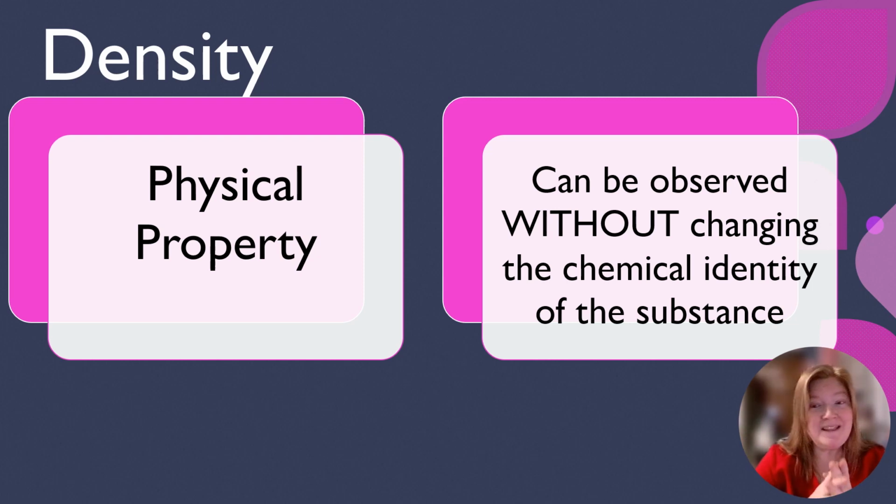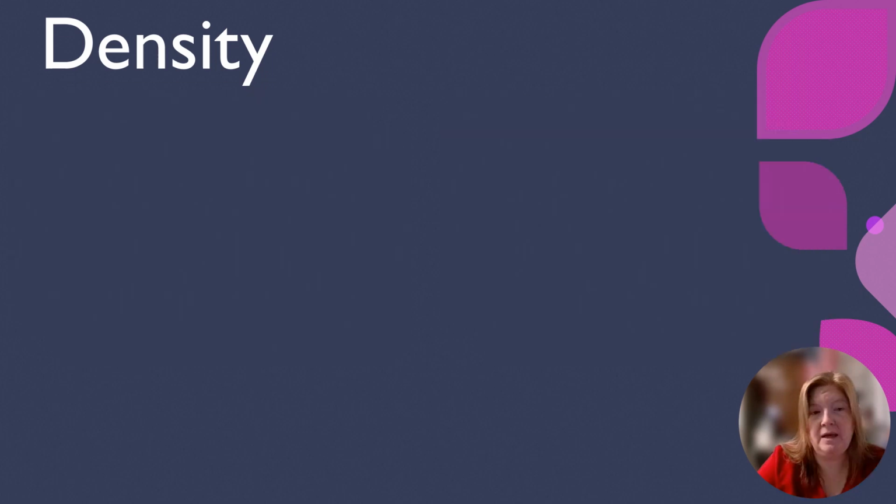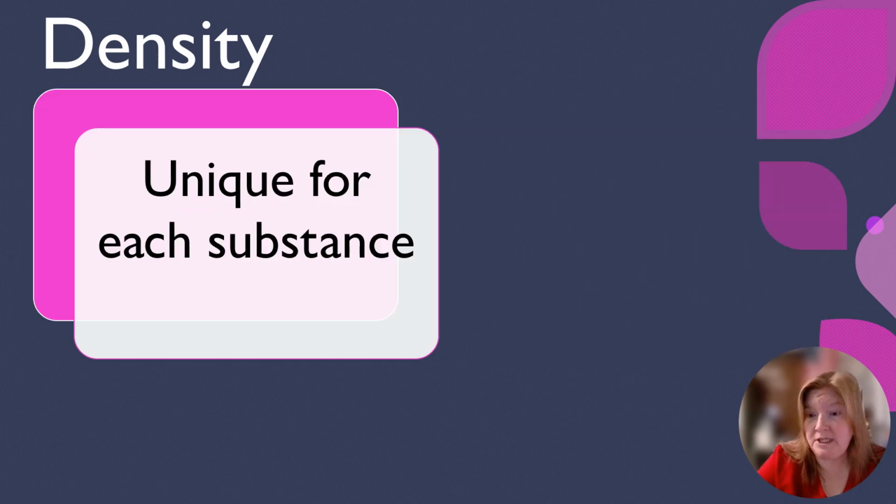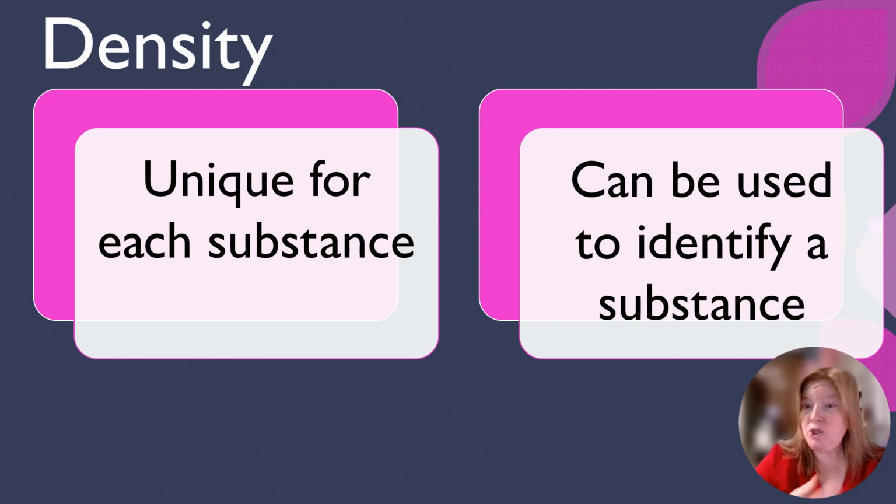In fact, I can find the density of anything, even something I don't know what it is, without changing the substance. It is also unique for each substance. So that means we can use it to identify the substance. So if I'm like, here is the density, you could look up and say, oh, now I know what that is.